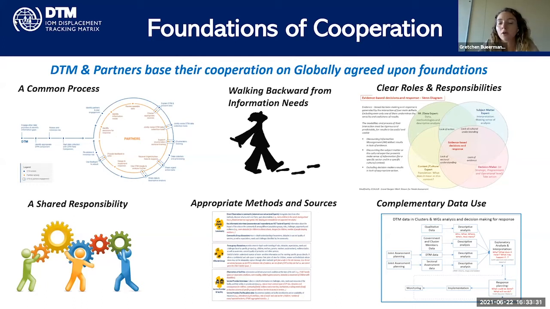And so it's the role of our partners to communicate with us the DTM information that we need, and it's our role to communicate what information we're able to obtain and how we can proceed with that. The other thing that I wanted to point out is the shared responsibility. So we rely really heavily on our partners to help us understand information needs because a lot of the DTM data that we produce is used heavily by the entire humanitarian community.